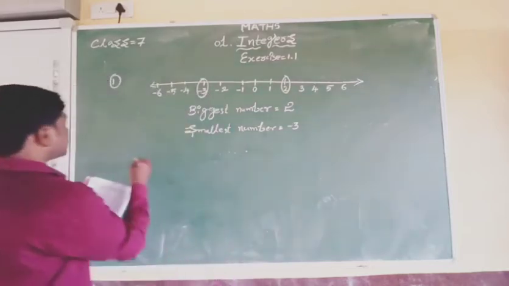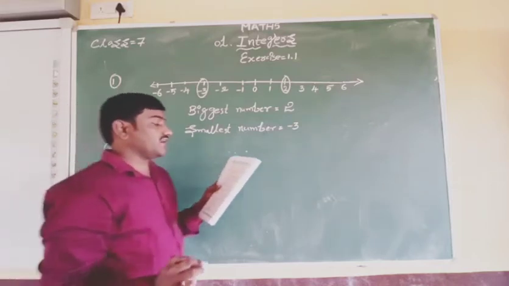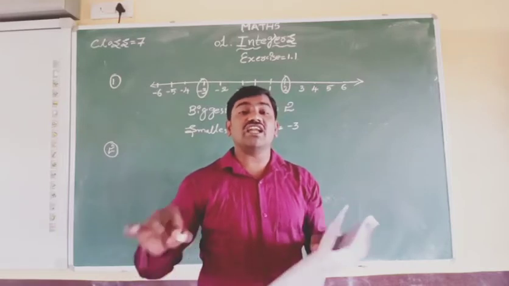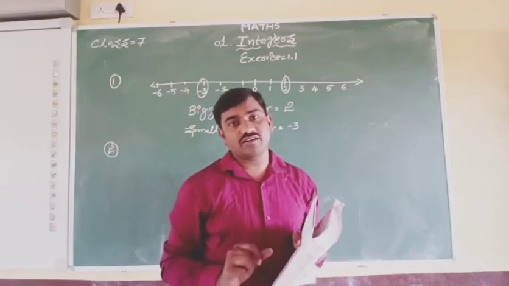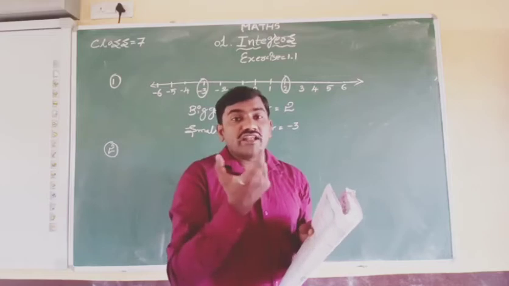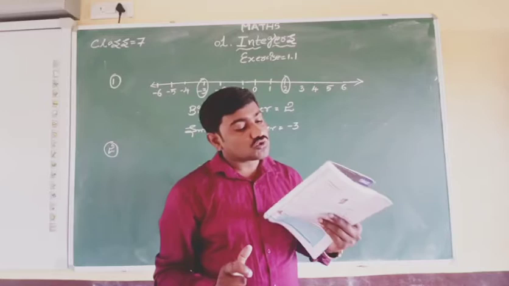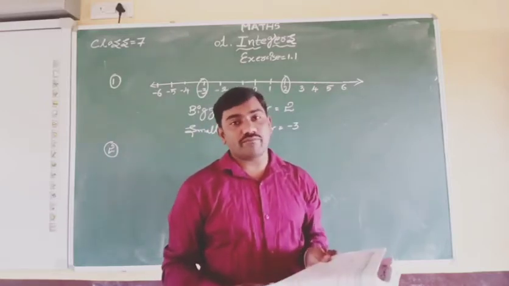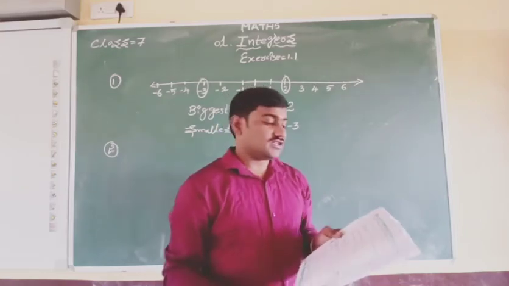Okay, we have the second bit now. Second question, sir. Let us see that. Write the integers between the pair of integers given below. That means they have given two integers. We have to write the remaining integers between the given two integers, and also choose the biggest and smallest integers from them.